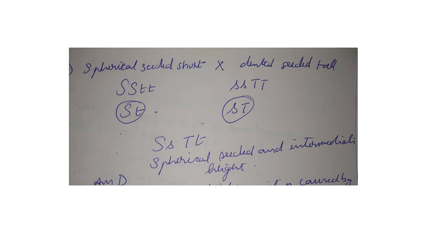So this is the spherical seeded they have given in the question. That is spherical seeded short plant crossed with dented seeded tall plant. So SS small t small t, ss capital T capital T. You will get spherical seeded plant, but because this small t and capital T show intermediate height, you will get spherical seeded and intermediate height plants. So all of them will be spherical seeded and intermediate height plants. So answer is option D.